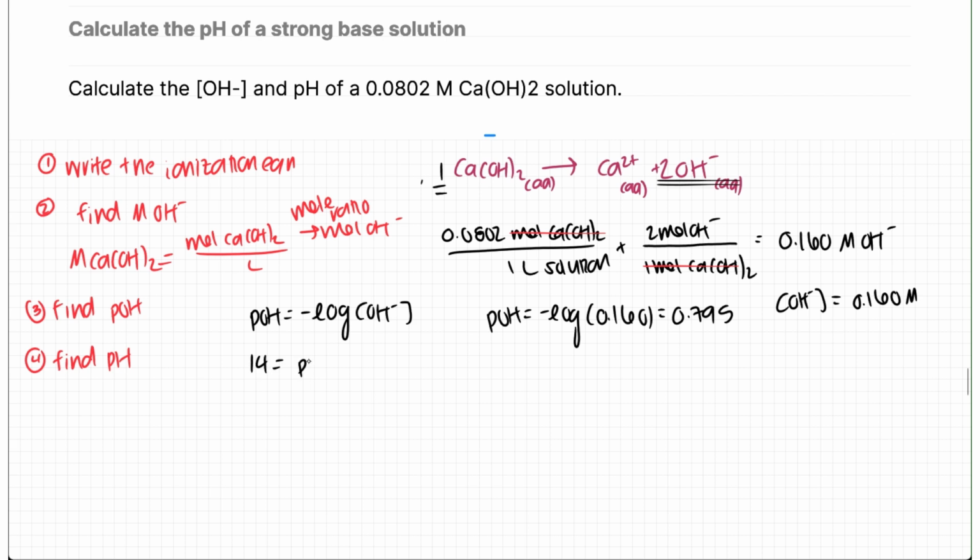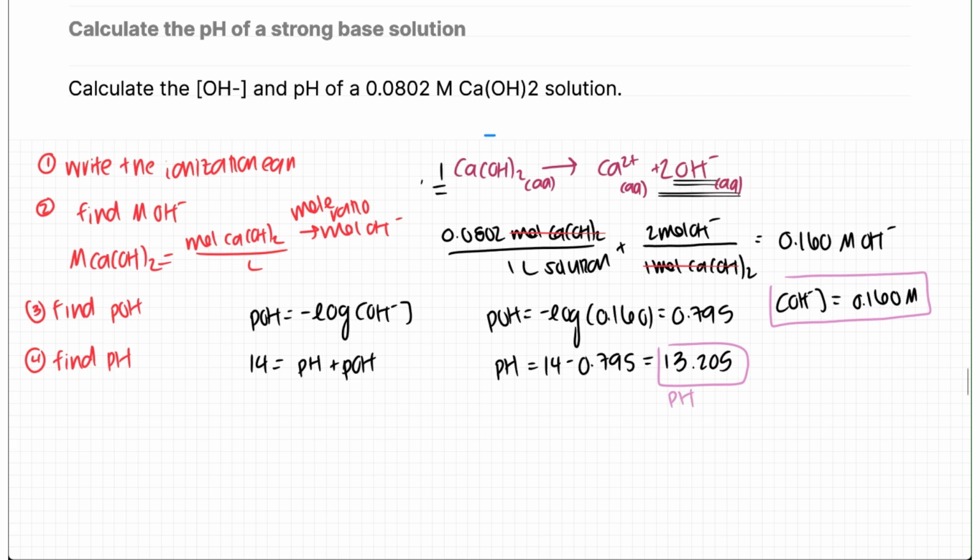In our last step to find the pH, we're going to use 14 equals pH plus pOH, and we're going to subtract 0.795 from 14 to get a pH of 13.205. So we have two answers here, the pH and the concentration of OH-. The pH value of 13 is very high, and this is what would be expected for a strong base solution unless it was diluted, so the pH would decrease slightly.